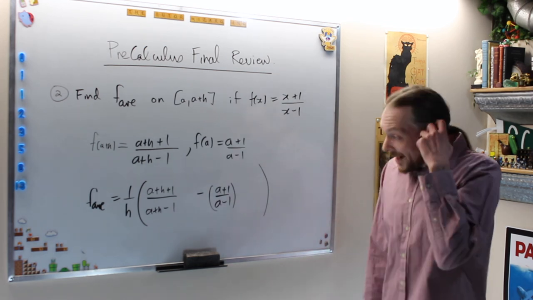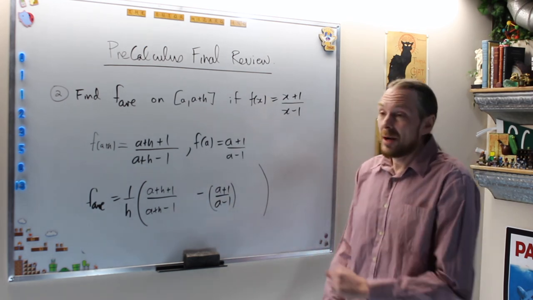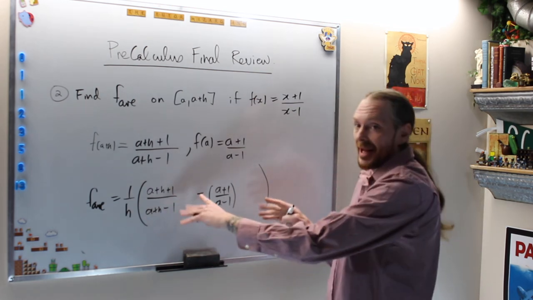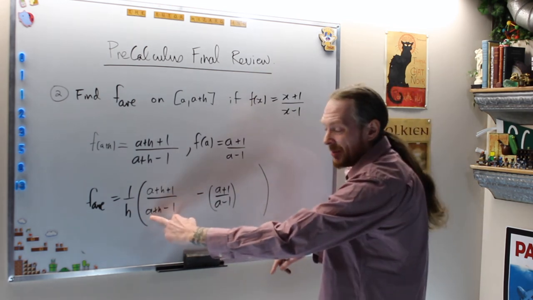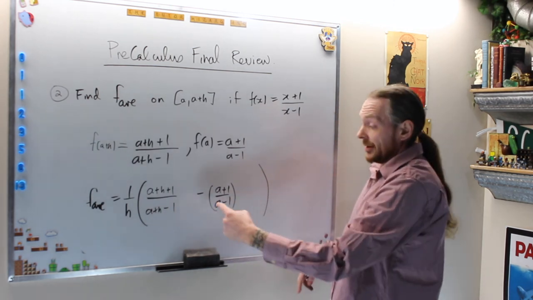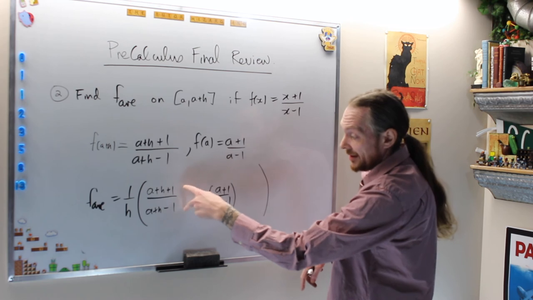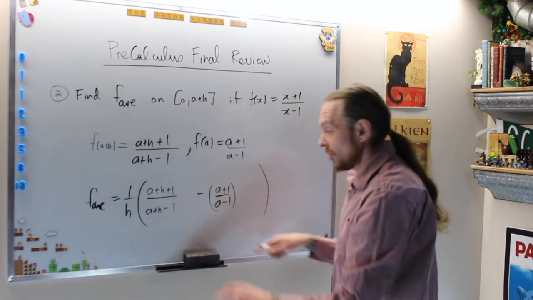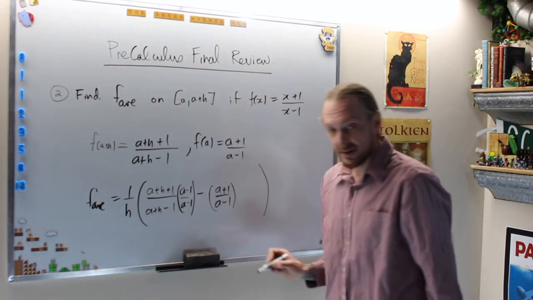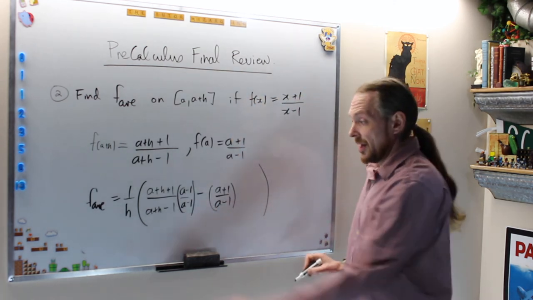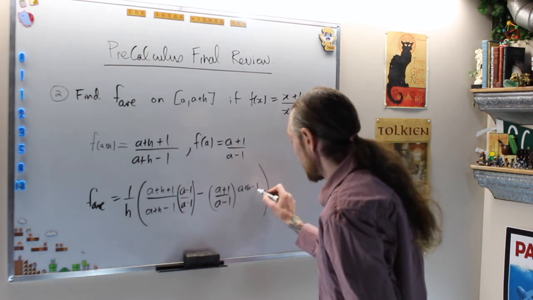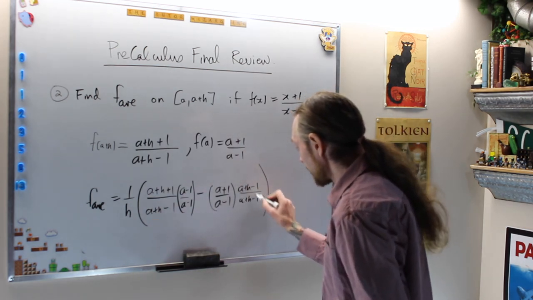In my next move, I'm adding fractions. I need a common denominator. In this case, because they're variables and I have A's and H's in there, the easiest thing to do is multiply by what's missing. The common denominator is the product of these two things. Therefore, I multiply this one by what's missing, A minus 1, in the form of 1. A minus 1 over A minus 1. The dirty little trick I always like to do. And then this one is missing what? A plus H minus 1. So I multiply by A plus H minus 1 over A plus H minus 1.